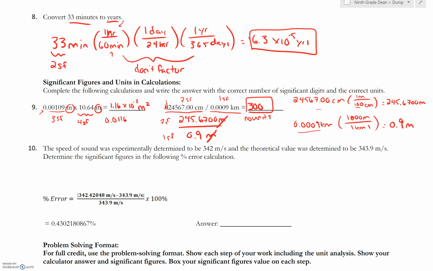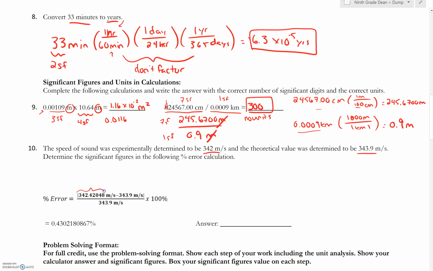So we determined the speed of sound experimentally to be 342 meters per second, and the theoretical was determined to be 343.9. So determine the sig figs in the following percent error. Now, upon rereading this, I think this looked a little tricky, and I might rewrite this next year. So I accepted 2 approaches to this problem.